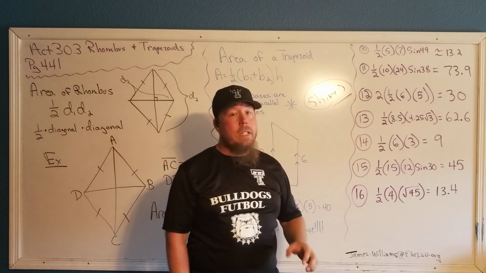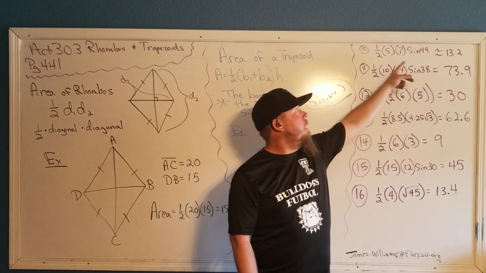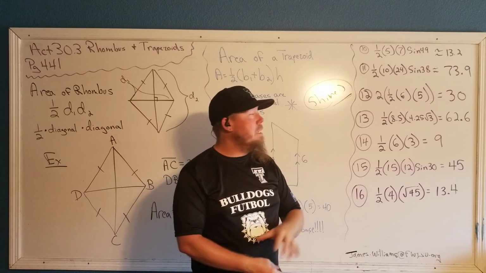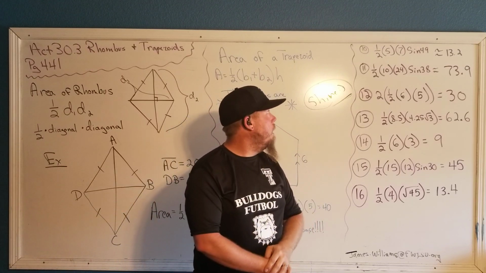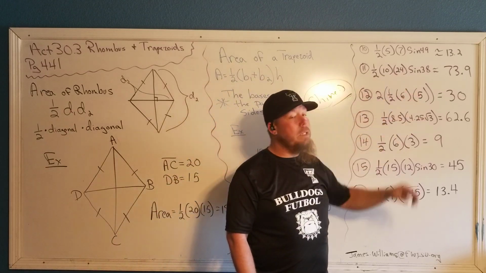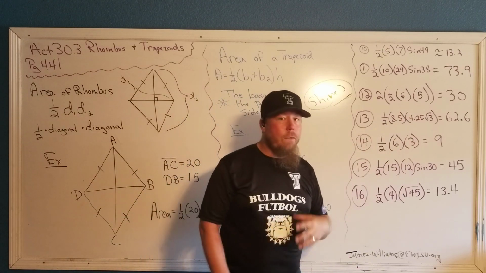Number 10 was testing that new formula I gave you, 1/2 bc sine A. And so you're just plugging in the values they give you. So 1/2 times 5 times 7 times sine of 49, that is about 13.2. Number 11, same idea, only you're going to do 1/2 times 10 times 24 times sine of 38. You get 73.9.